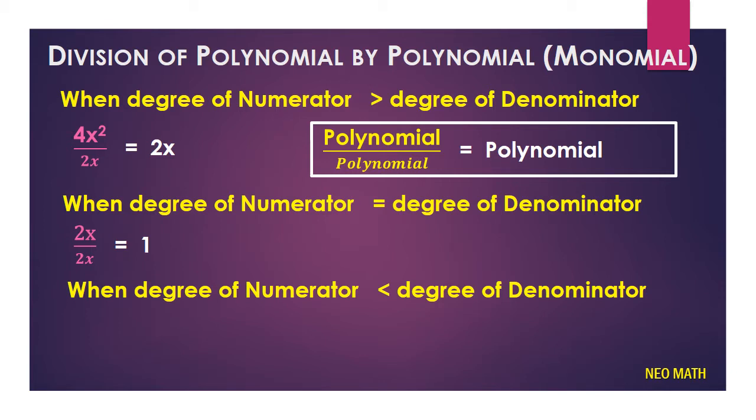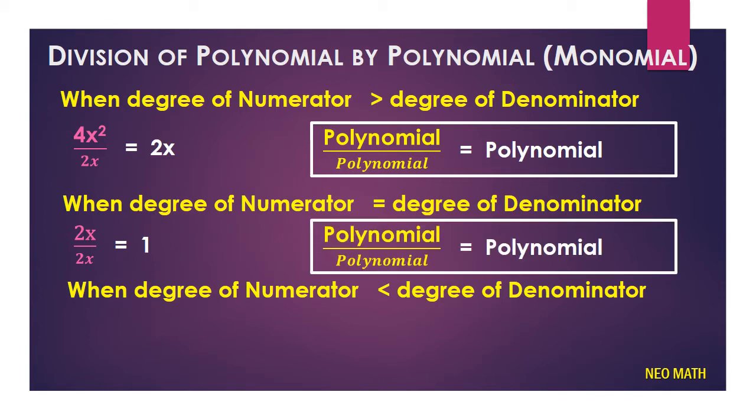So polynomial divided by polynomial is a polynomial. Third case, when the degree of the numerator is less than the degree of the denominator. For example, 2x by 4x square. The degree of the polynomial in the numerator is 1 and the degree of the polynomial in the denominator is 2. So we get 1 by 2x.